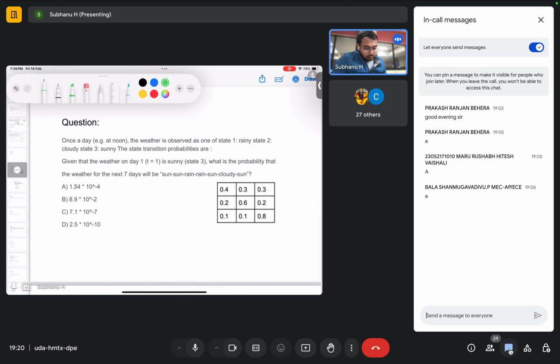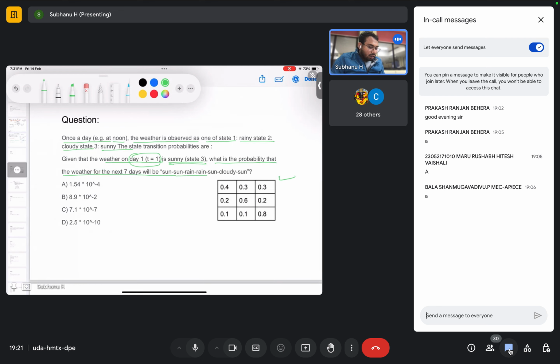Here in this question, once a day, at noon, at 12 p.m., the weather is observed as one of the states: rainy, cloudy, or sunny. The state transition probabilities are given like this. Now you have to find, given that the weather on day one is sunny, what is the probability that the weather of the next 7 days will be sun, rain, sun, cloudy, sun? You have to find these probabilities.